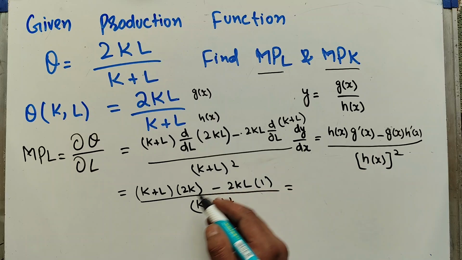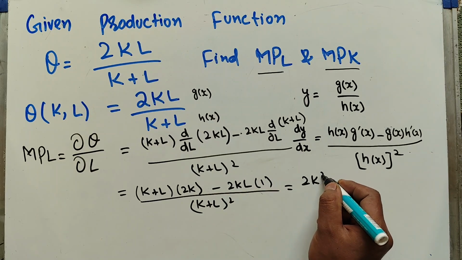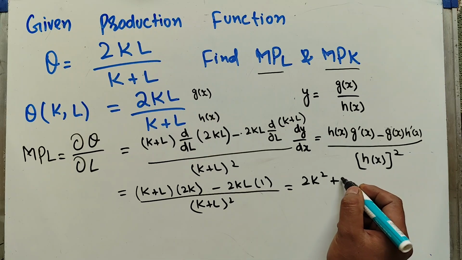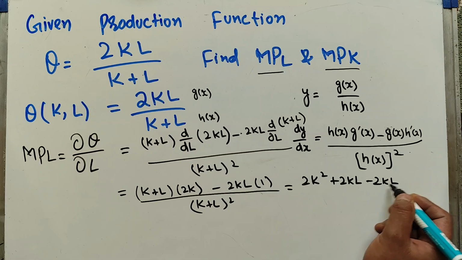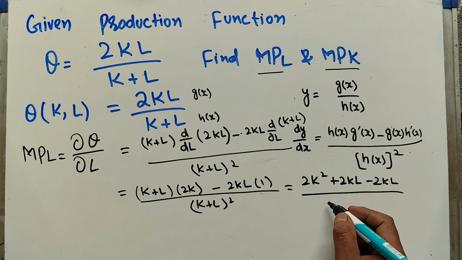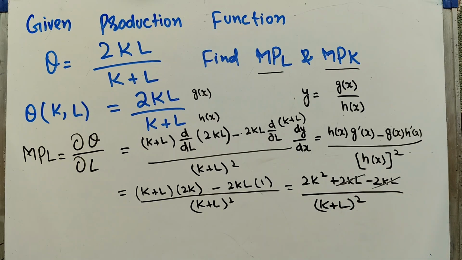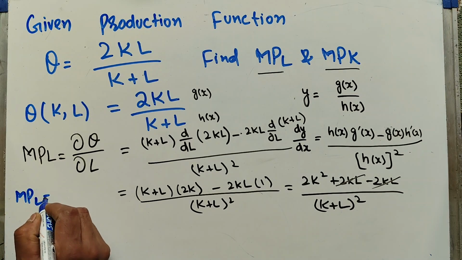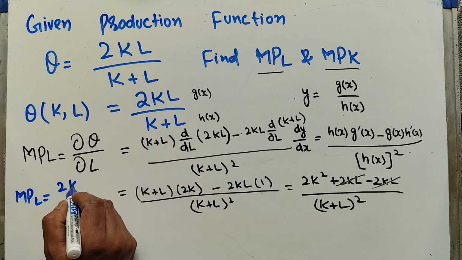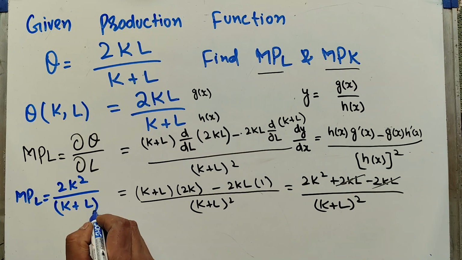Multiplying this out, it will be equal to 2K squared plus 2KL minus 2KL, over (K+L) whole squared. So 2KL minus 2KL gets cancelled. That means the marginal product of labor will be equal to 2K squared upon (K+L) whole squared.